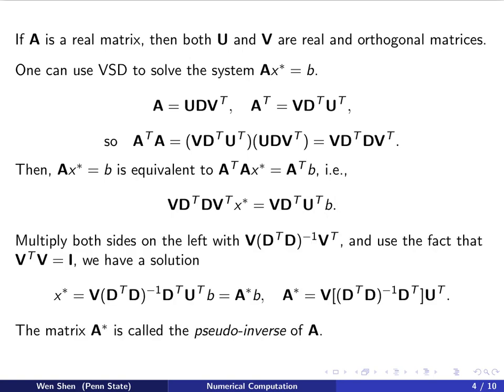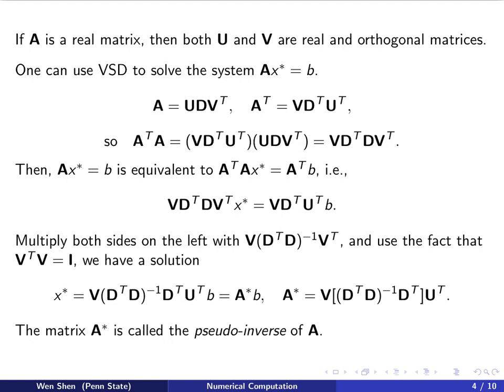We now further manipulate this equation. We multiply on the left of both sides of the equation with this expression here, that is (D^T D) inverse times V^T. And you see that if you multiply this onto the left of the left-hand side, you will have V times V^T in between, and that is the identity matrix.